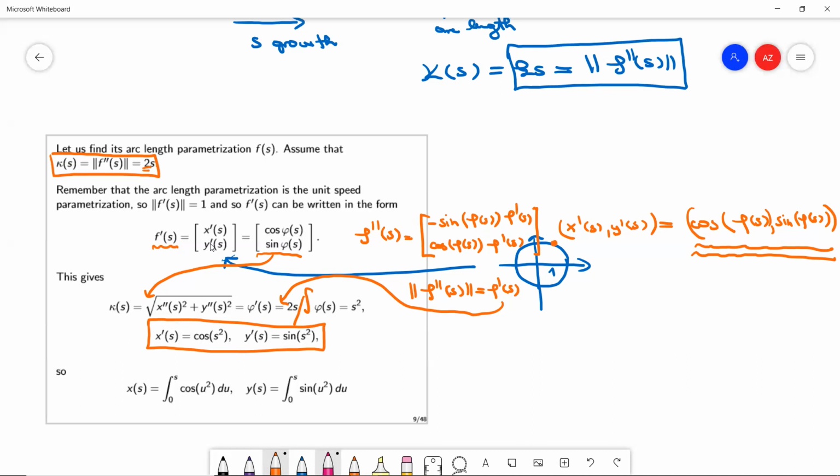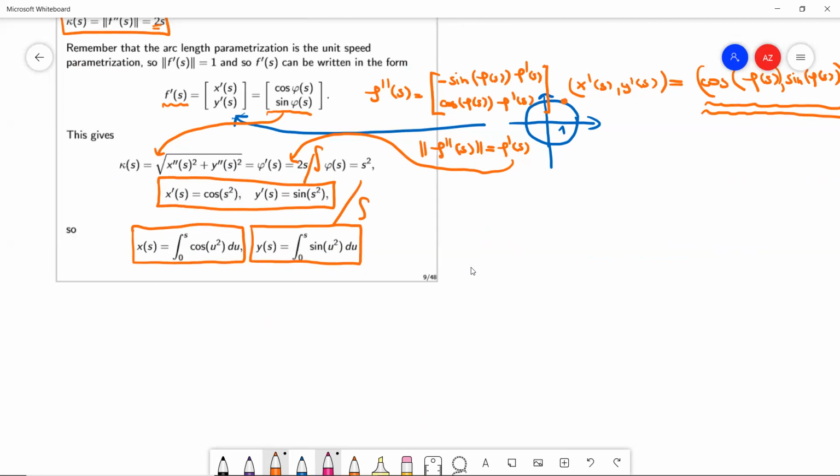And to figure out what f is, we only integrate again. So we integrate again, and we get x of s is the integral of cosine of u squared du, and y is the integral of sine u squared du. And analytically, we are done here. Why? Because those two integrals are integrals of non-elementary functions. I mean, the functions are elementary, because cosine u squared is an elementary function, but its indefinite integrals cannot be analytically computed. So from here on, numerical stuff enters in. We have to compute those integrals numerically. And they are important in applications. That's why they have special names. They are called Fresnel integrals.